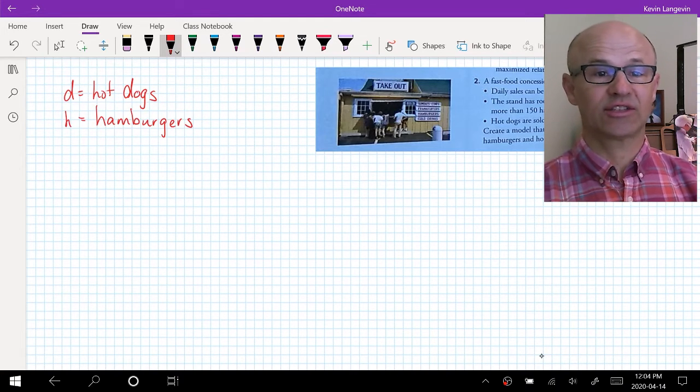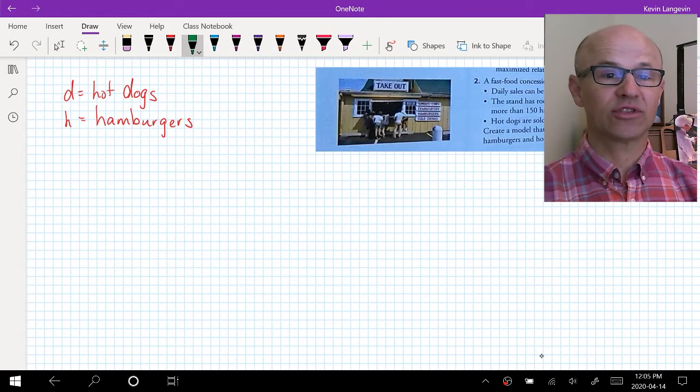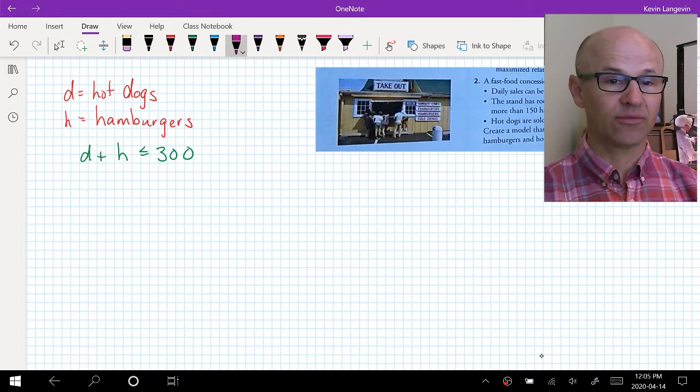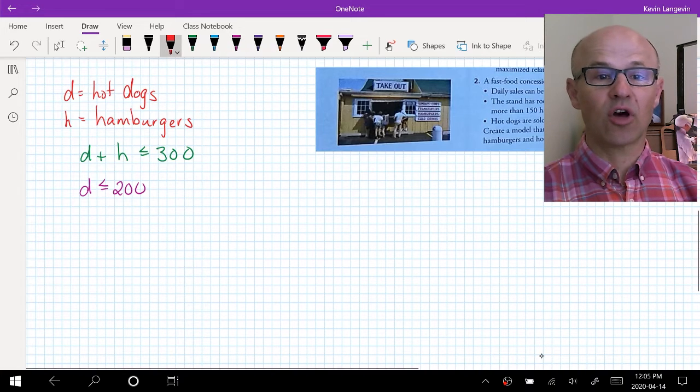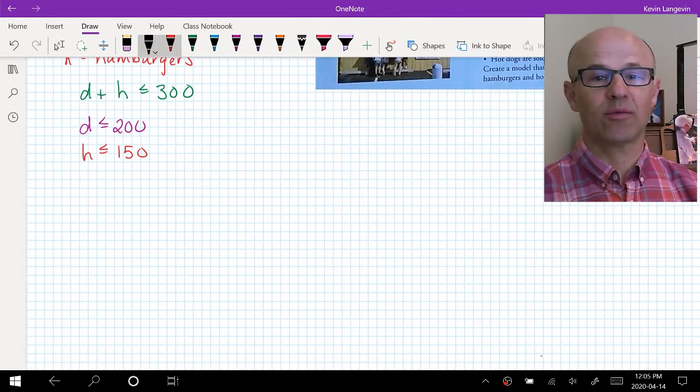Question 2 in the text. D is the number of hot dogs and H is the number of hamburgers. We're told the total number of hot dogs and hamburgers must be less than or equal to 300. We're told the number of hot dogs can be no more than 200 and the number of hamburgers can be no more than 150. There's our 3 equations. We're going to try and plot them on a graph.